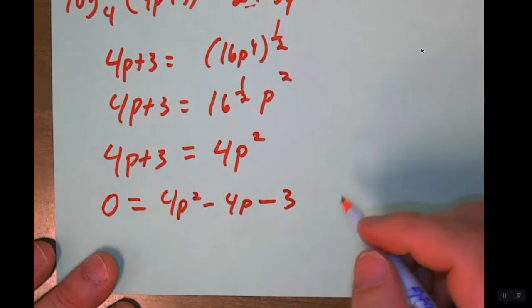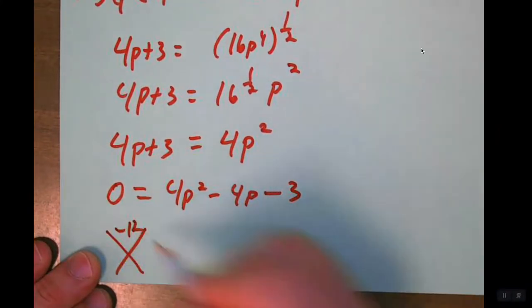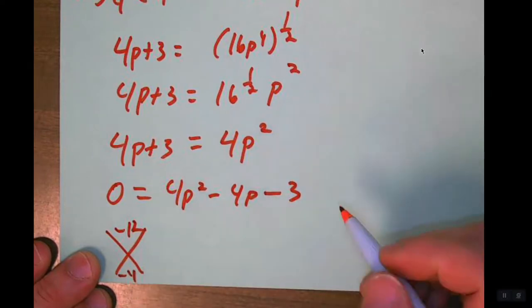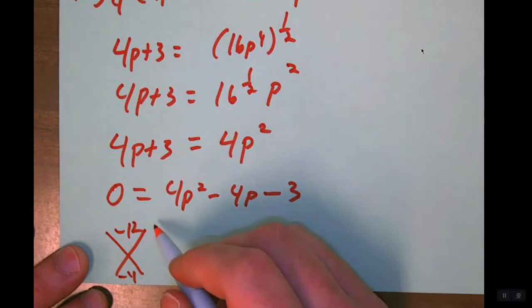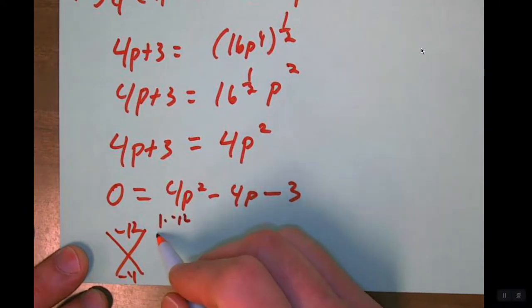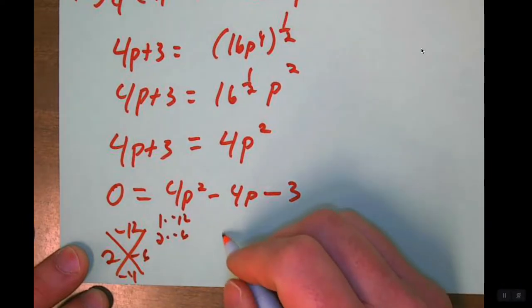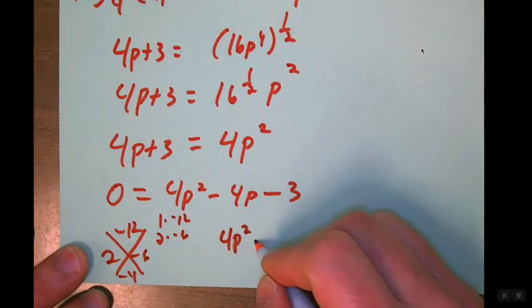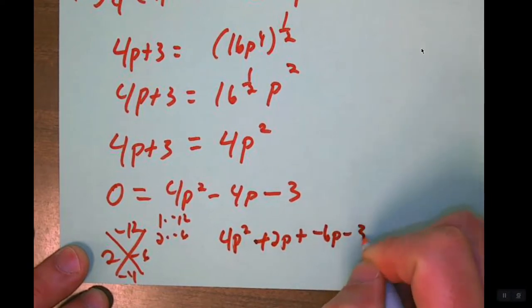And then we got to do the X factor, right? So that's negative 12 and negative 4. What are your factors of negative 12 that add up to negative 4? We got 1 and negative 12, 2 and negative 6. There it is, 2 and negative 6. So 4p squared plus 2p plus negative 6p minus 3.